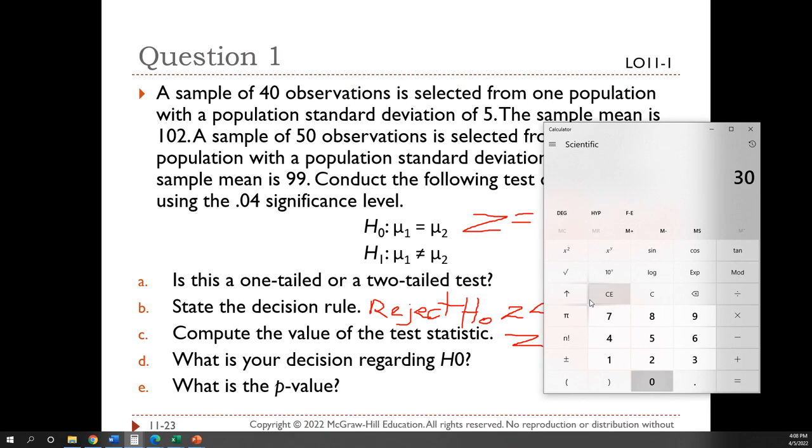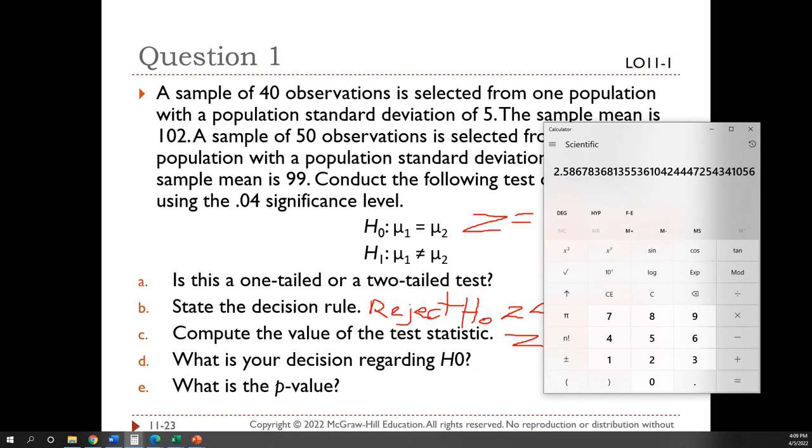Alright, so we're going to take 3 divided by the square root of 1.345. Enter. We'll round to 2 decimal places, which ends up being 2.59. Again, I have to work with the technology I have. So that's our test statistic.